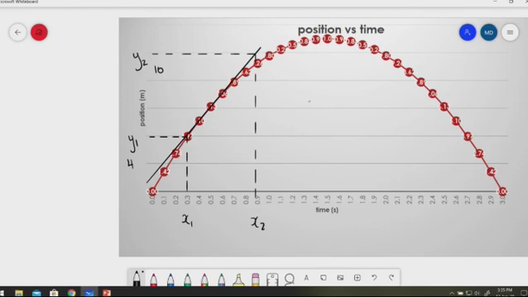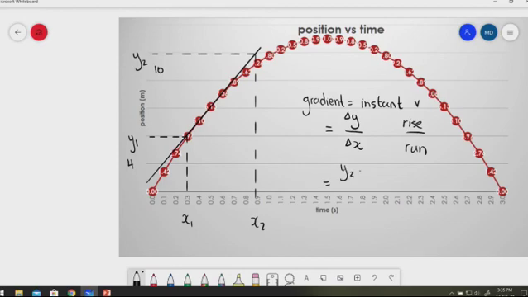Okay, I want gradient. The gradient gives me the instantaneous velocity. Gradient is rise over the run. It is the change in y over the change in x. Don't swap this around, guys. That's why I say it is the rise over the run.